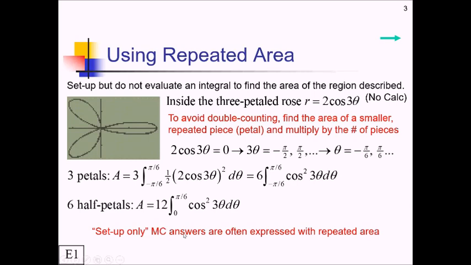Now in general, this is a safer way to do things, either a half or a whole petal. Also, multiple choice setup answers are usually expressed with repeated area, so you just won't get the answer you're looking for if you don't use this method on these kinds of symmetry problems.